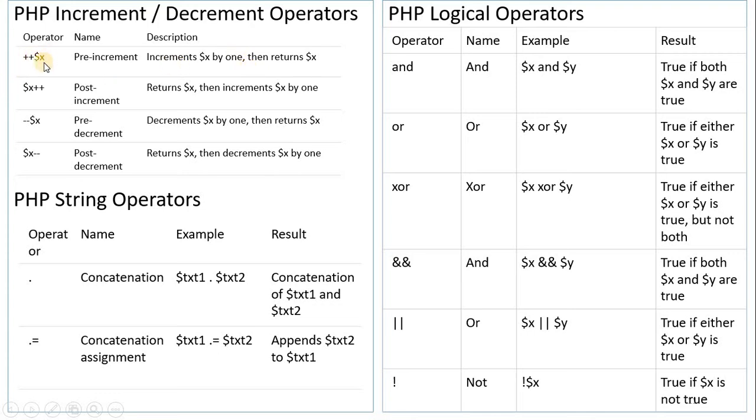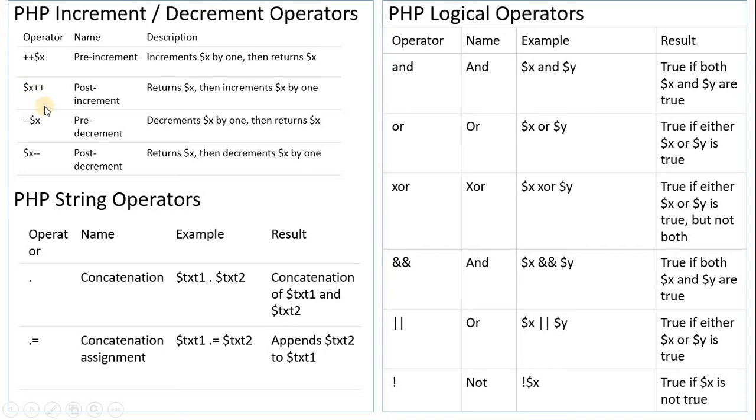So ++$x. See, in PHP the representation of variables is something different. We are supposed to use the dollar symbol wherever we use a variable. That is mandatory. So ++$x is a pre-increment, which increments the value of x by 1 and then returns the value of x. Whereas $x++ is a post-increment, which will return the value of x and then increment it by 1.